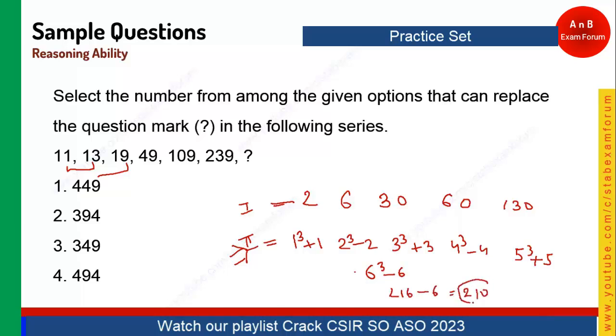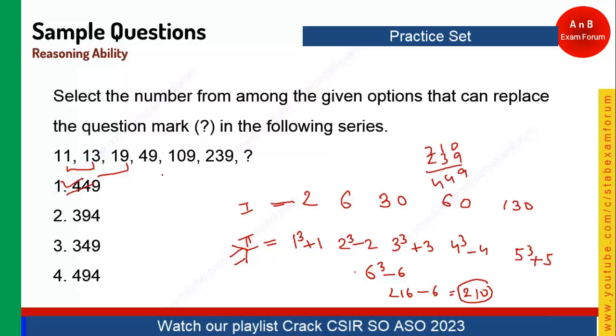So if we add 210 with 239, what do we get? 449. So option 1 is the correct answer.